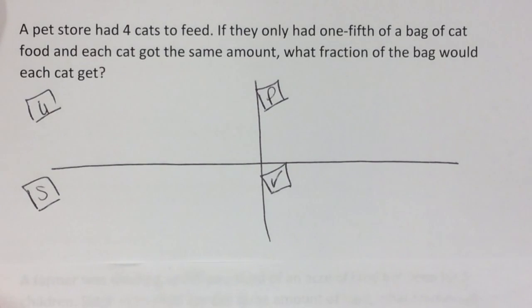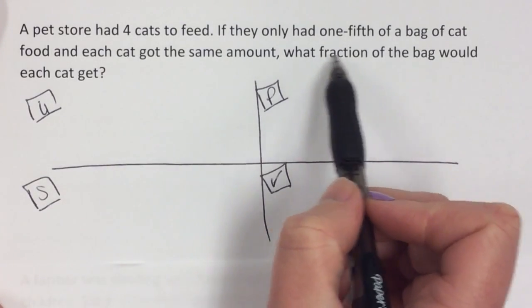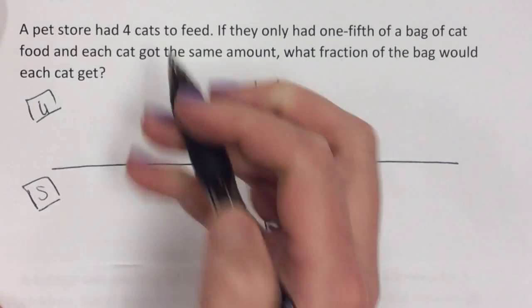A pet store had 4 cats to feed. If they only had 1/5 of a bag of cat food and each cat got the same amount, what fraction of the bag would each cat get? So to restate our question, what fraction of the bag would each cat get?